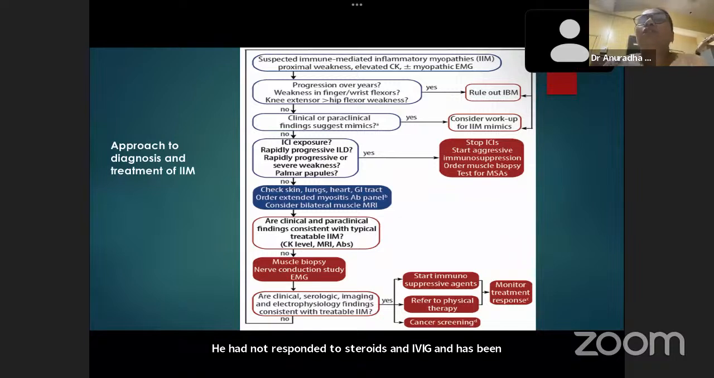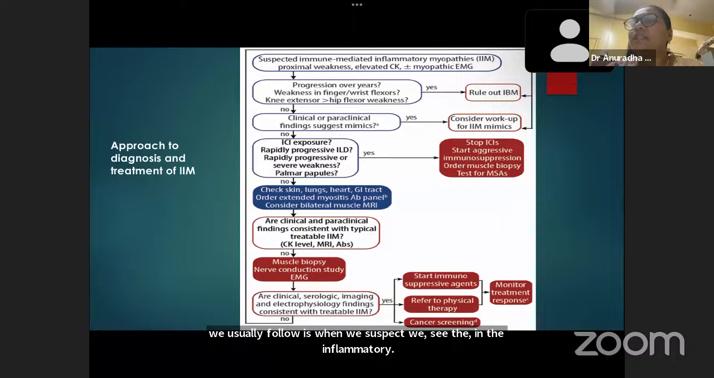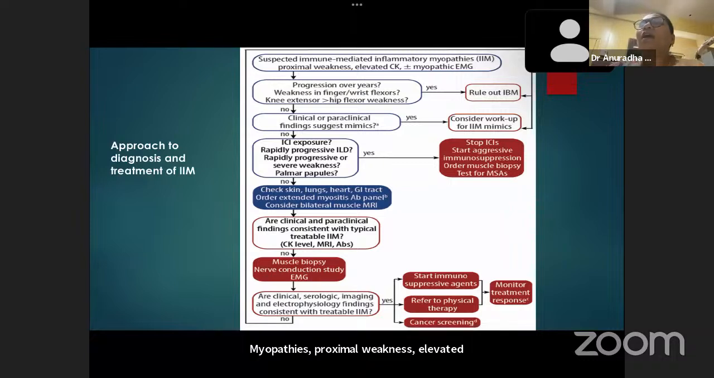So what is the approach to the diagnosis and treatment of immune inflammatory myopathy? What we usually follow is, when we suspect inflammatory myopathies, we look for proximal weakness, elevated creatine kinase, plus or minus myopathic changes on EMG. If the progression is over years, with atypical weakness in the finger or wrist flexors and knee extensor weakness greater than hip flexor weakness, we have to rule out inclusion body myositis. If it is not so, we have to rule out clinical or paraclinical findings which suggest mimics.